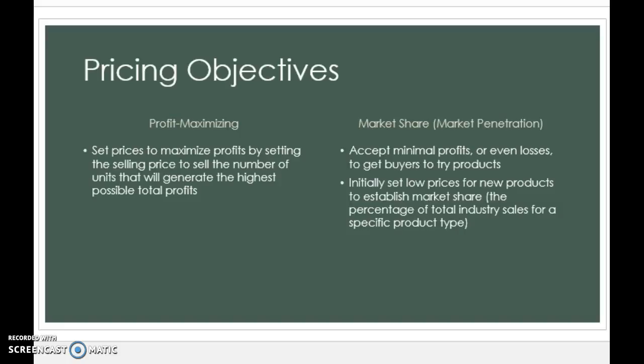On the other hand, using market share pricing, a business is willing to accept minimal profits, even losses, to get buyers to try products. Companies may initially set low prices for new products to establish market penetration, which is the company's percentage of the total industry sales for a specific product type.